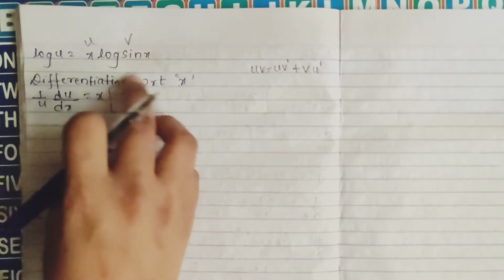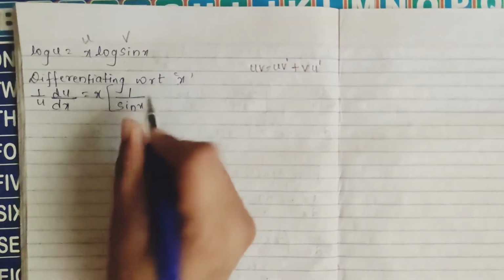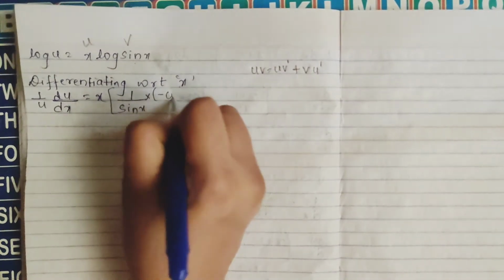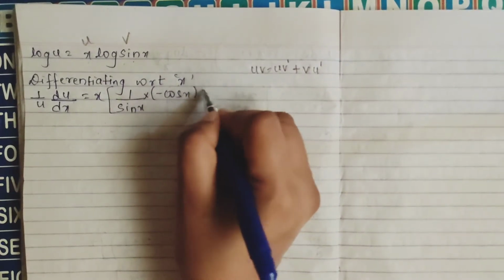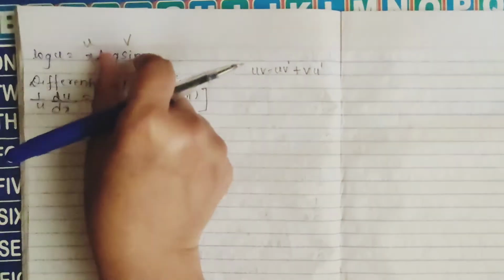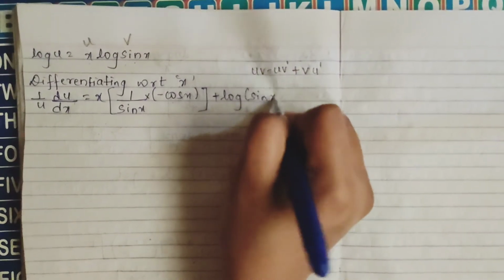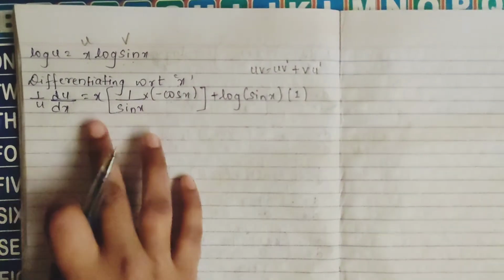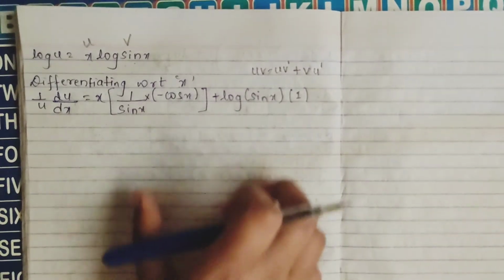So first log x will be what? 1 by x. So 1 by sin x. Again interior differentiation of my sin x. Differentiation of sin x is minus cos x, close. Now second, keeping your v as it is, that is log of sin x, and differentiating your x, differentiation is what? 1. Yes. Now we'll just write it properly, taking your u to the other side and just simplifying it.